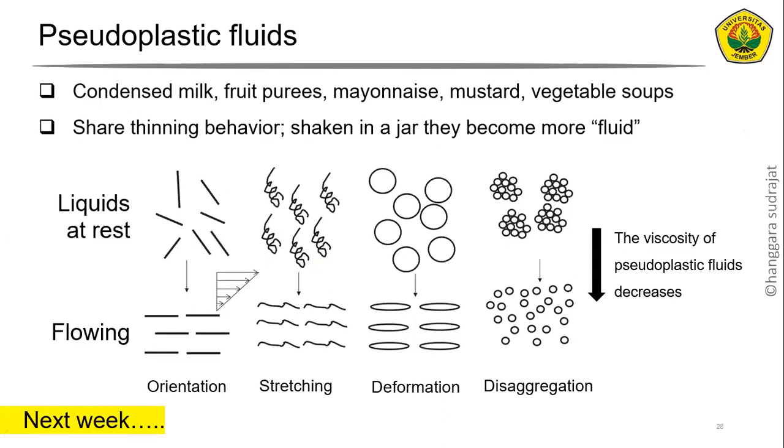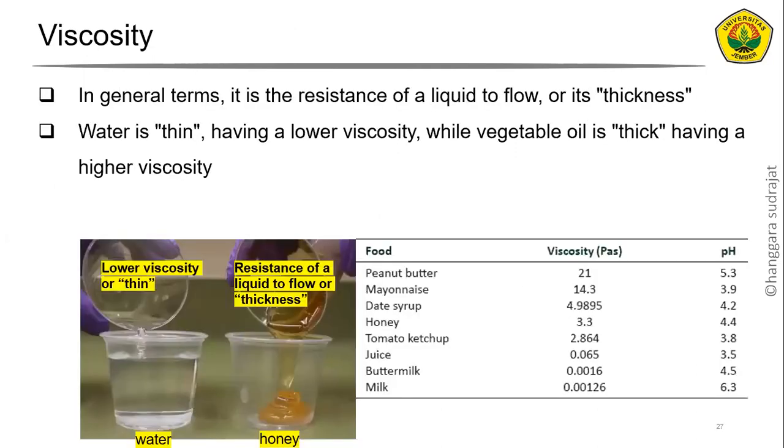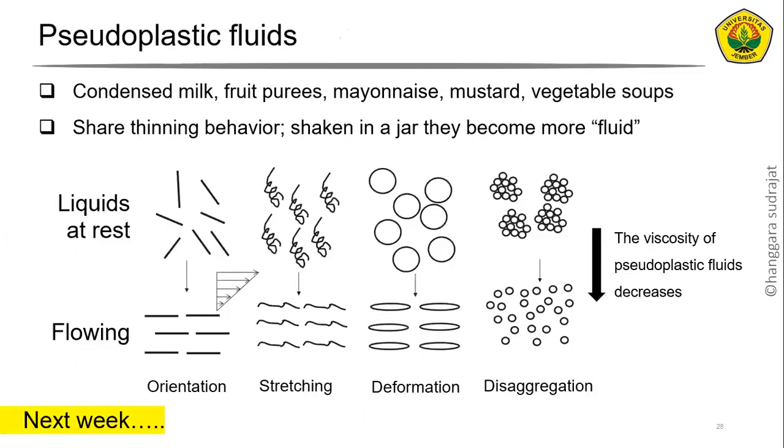So next week we will continue our discussion. Next week we will continue our talk on pseudoplastic. Pseudoplastic is an example of non-Newtonian. So we already discussed Newtonian, and starting from next week, we will talk about some non-Newtonian fluids.